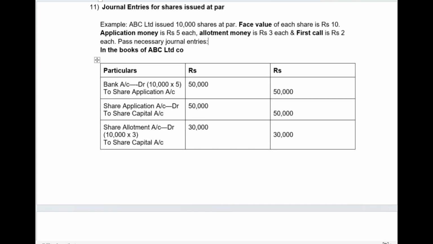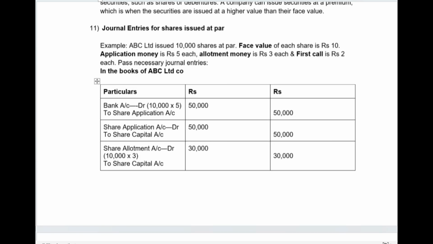Journal entries in the books of ABC Limited. Number 1. Whenever the subscribers are booking the shares of ABC Limited by paying the application money, then from the viewpoint of the company, bank account is coming. So the first journal entry will be bank account debit to share application account. Here the company is issuing 10,000 shares and the application money of each share is ₹5. So bank account debit will be 10,000 into 5, that is 50,000, to share application account 50,000.